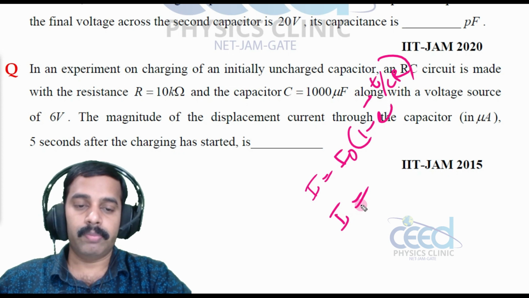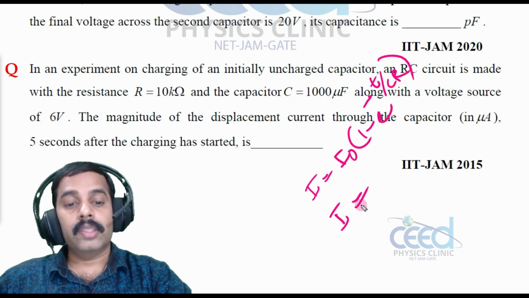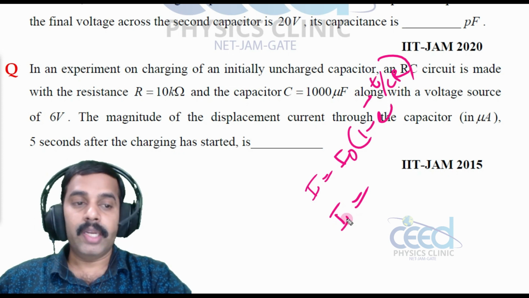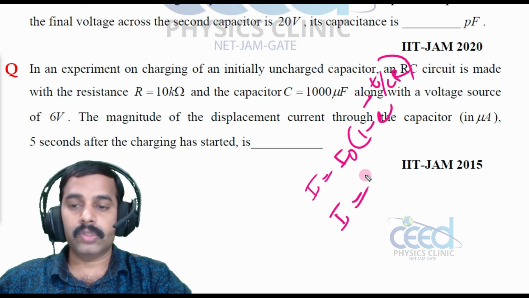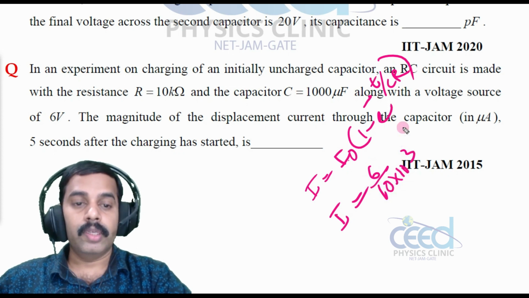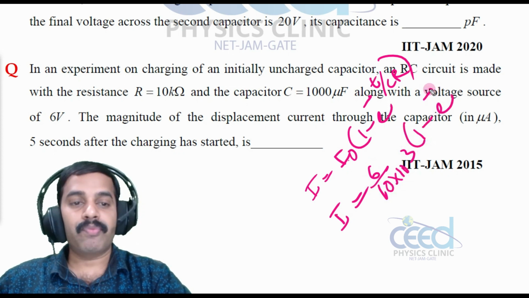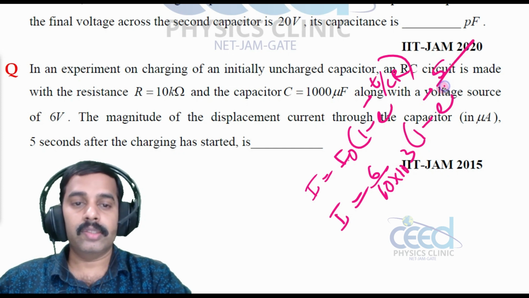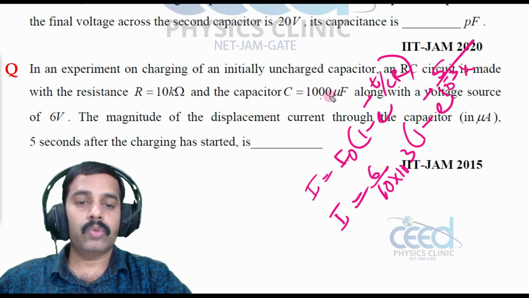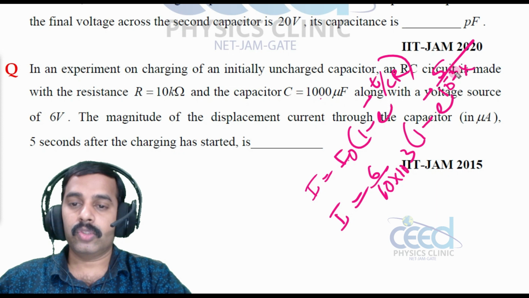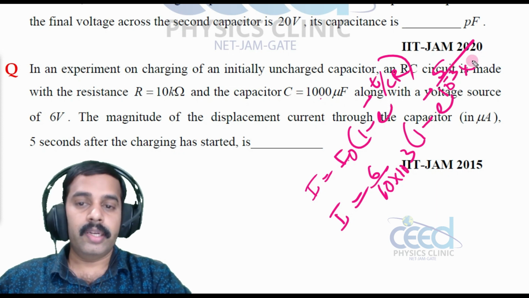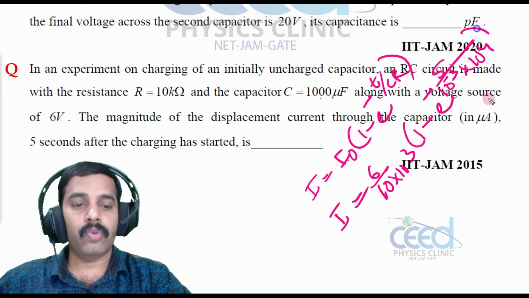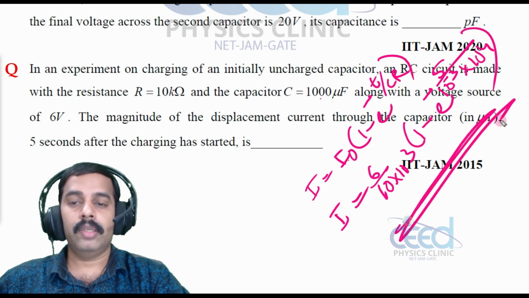We need to find the magnitude of the displacement current, that is the current through the capacitor. That is nothing but the displacement current, right? We have already discussed it in the Maxwell formula. But I0 is V by R, along with a voltage source. So I0, the maximum current, is V by R. That is 6 by 10 into 10 raised to 3 into 1 minus e raised to minus 5 seconds divided by CR. C is equal to 1000 microfarad, 1000 into 10 raised to minus 6, that is 10 raised to minus 3. And R is 10 into 10 raised to 3, that is 10 raised to 4. You can simplify this. That will be the displacement current.